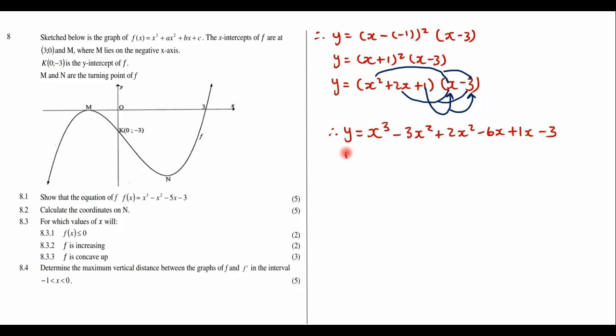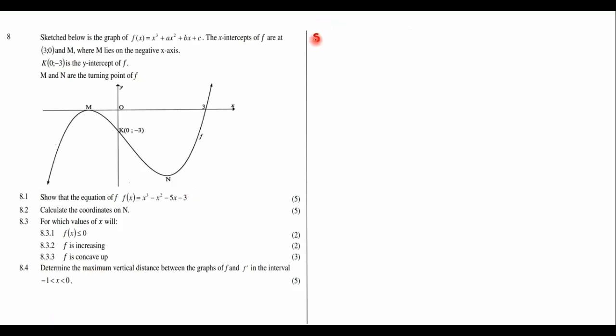Now when you simplify this, what does it give you? So it gives you x cubed minus x squared minus 5x minus 3, and that is basically how we get our value there. Okay, so now let's move on and look into the second one.